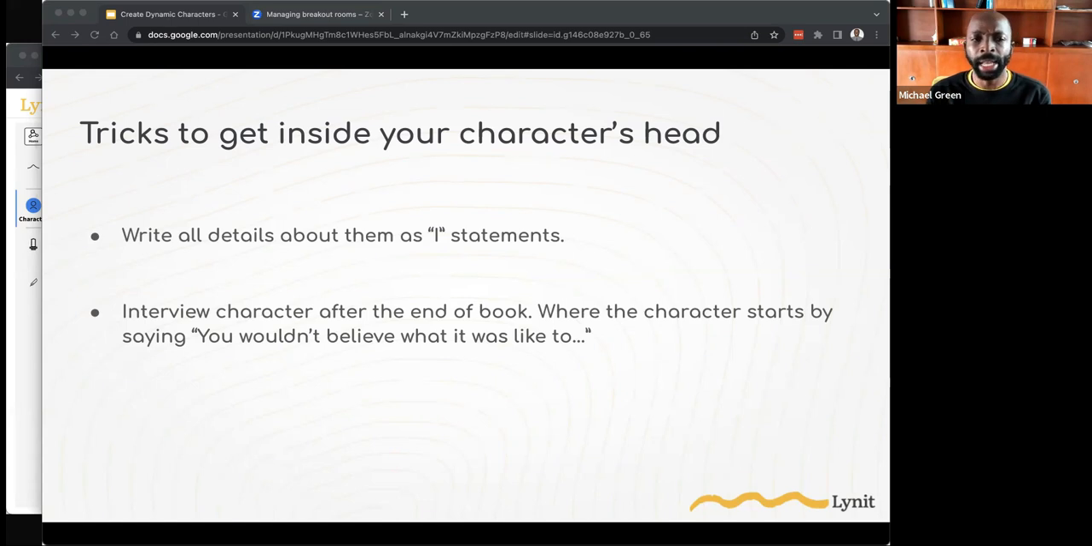The second is to interview the character after the end of the book. Imagine that they're on some big talk show, like in my day, Oprah was the biggest one, where the character starts by saying, you wouldn't believe what it was like to... And then they tell you what the experience was like for them, what they went through in the story. So it's from them, in their own words, after the story's over: what was it like? Was it a roller coaster?